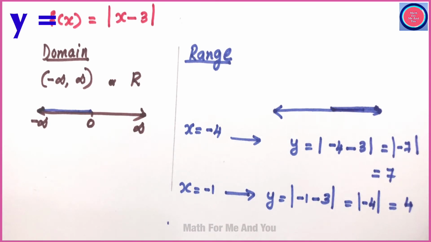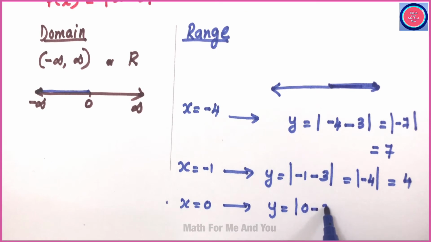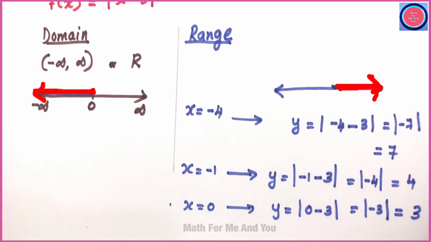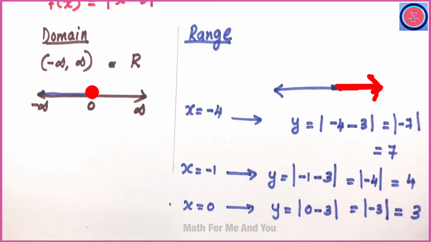And next we can select x equals 0 because negative is finished. Next is the turn for 0. When x equals 0, what answer we get for y? Just substitute 0 for x. Then we get 0 minus 3 inside the modulus. The answer is modulus of minus 3, which is equal to, again, a positive number. With the negatives, we get positive values of y, and with 0, also we are getting a positive answer for y.